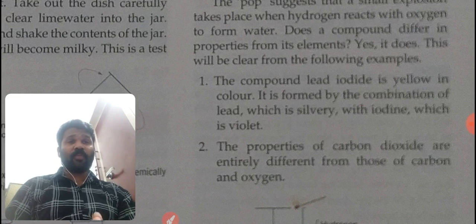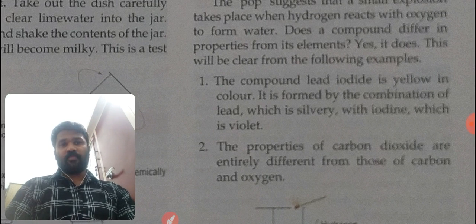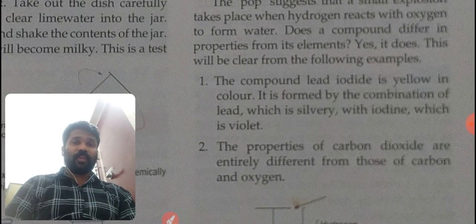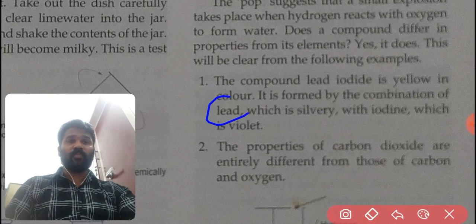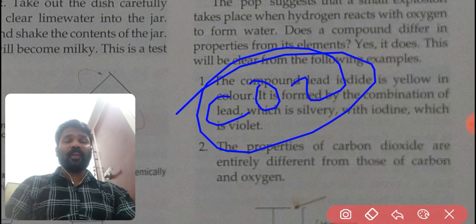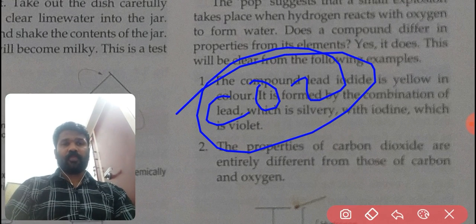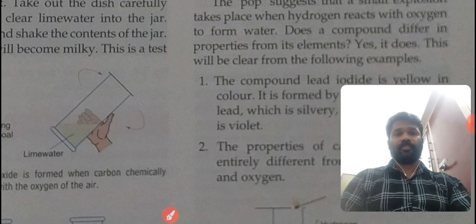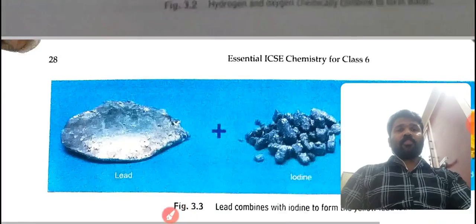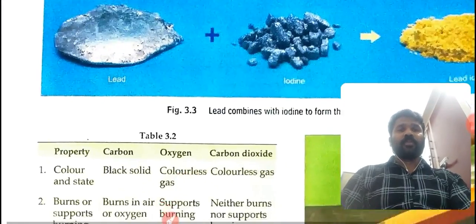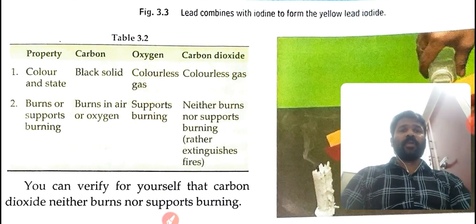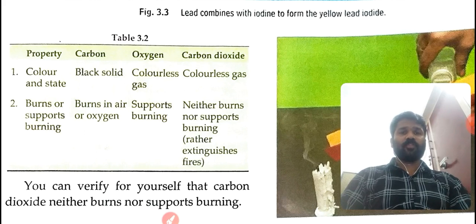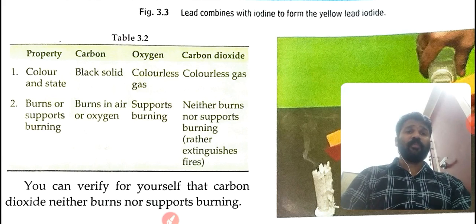Also, the properties of carbon dioxide are entirely different from those of carbon and oxygen. We know the properties of carbon and oxygen, but by the combination of carbon and oxygen we get carbon dioxide, CO2, and its properties are entirely different. Okay students, now we are going to discuss the properties of carbon and oxygen in the formation of carbon dioxide.